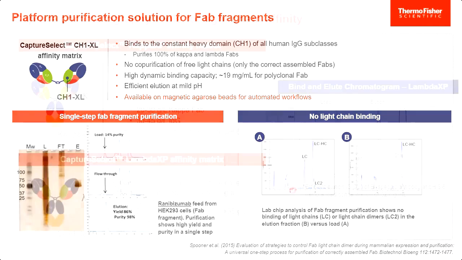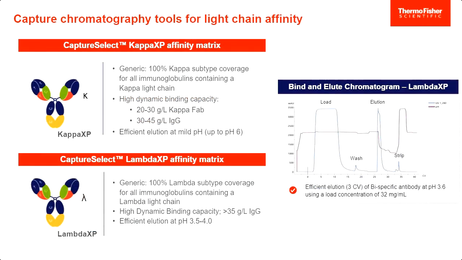Now for our light chain binders, we have our Kappa and Lambda XP, which were designed to bind 100% of Kappa or Lambda subtypes. Both have high dynamic binding capacity for IgGs and will bind around 30 grams per liter of Fabs.